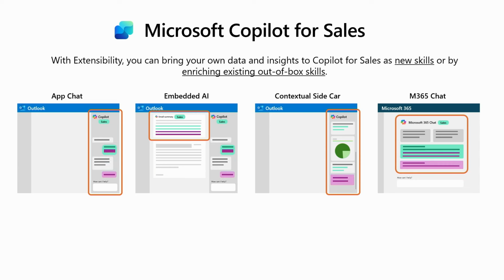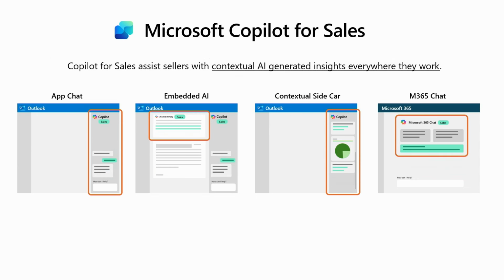The second kind of use case is embedded AI. For example, there are experiences that Copilot is building that are not chat-based, but are pre-canned experiences. In Outlook, we have the email summary or generate email reply capabilities, where Copilot can help you summarize an email and generate an email reply.